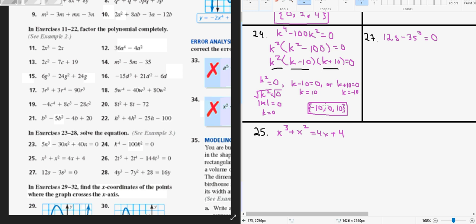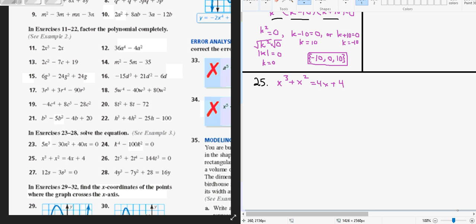All right, number 25. This one, as I said before, you need to get it equal to 0 so that we can factor and then apply the zero product property. So we're going to subtract 4x from both sides and subtract 4 from both sides, and we get x cubed plus x squared minus 4x minus 4, because we're subtracting them to get them to the other side, and it equals 0. Now that it is a 4-term polynomial and there's no greatest common factor, we're going to factor by grouping.